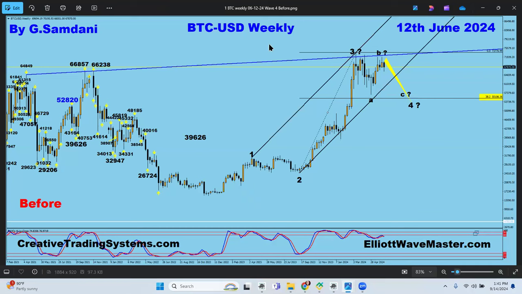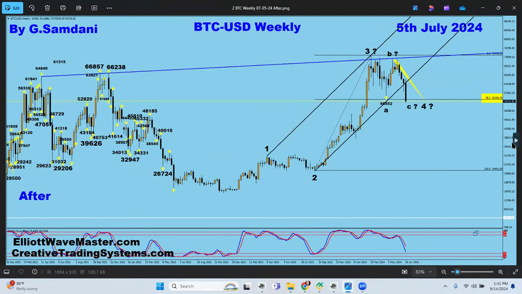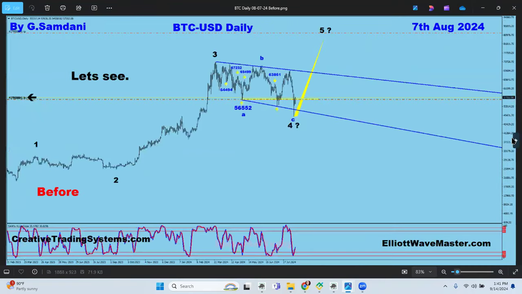So let's get started. This is the chart I made on June 12th, the weekly chart. It shows the Elliott wave count: 1, 2, 3, A, B, and then we're supposed to go down for wave C to finish up this wave 4. So what happened to this chart? The price went down there, and from there I started to make the daily chart here.